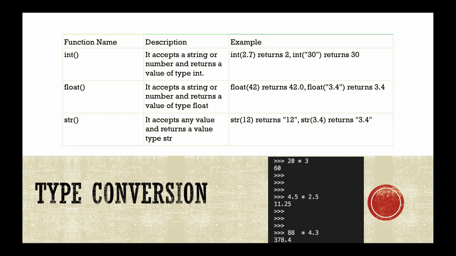We then have the str function. This function accepts any value and returns a value of type string. So str of 12 returns 12 as a string, and str of 3.4 returns 3.4 as a string.